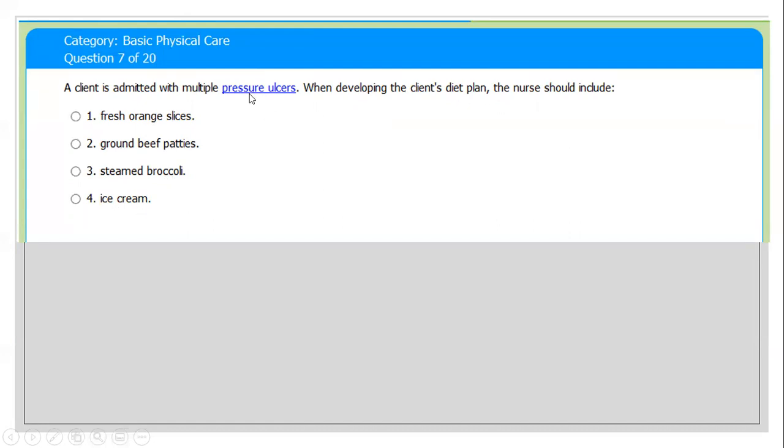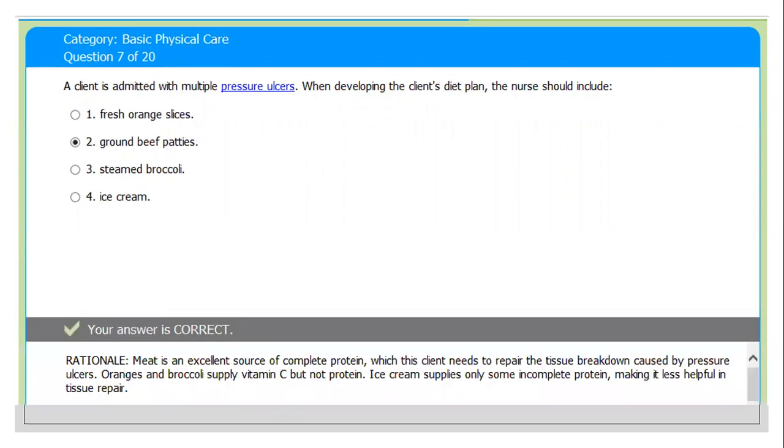When a patient has an ulcer, wound, or tissue injury, they need good nutrition and protein. So the correct answer is the ground beef. Meat is an excellent source of complete protein, which this client needs to repair the tissue breakdown caused by the pressure ulcer. Oranges and broccoli supply vitamin C, but not the protein. Ice cream supplies only some incomplete proteins and is less helpful in tissue repair.